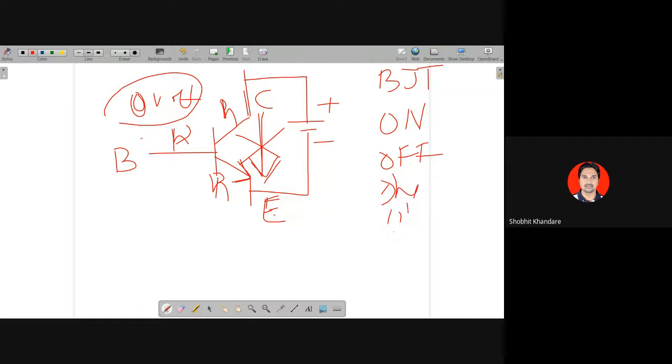So this goes on. So we have the output as 1, 0, 1, 0, 1, 0. And this goes on. So here also I can comment that the transistor works as a switch and it is a part of a digital circuit.